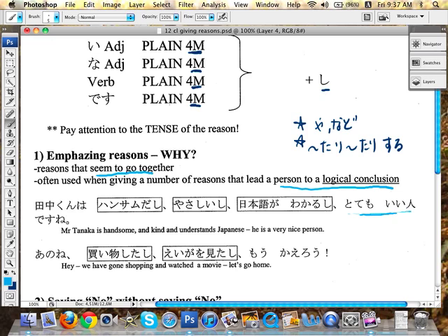Ano ne, kaimono shita shi, eiga o mita shi, mou kaerou. Yay, look, we've gone shopping, we've watched movies, let's go home. Logically, after listing these reasons, your listener says, yeah, I agree with you, it's time to call it a day.